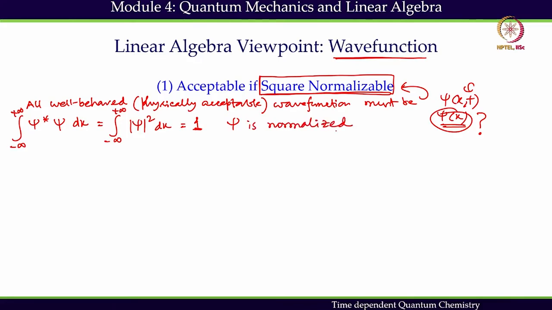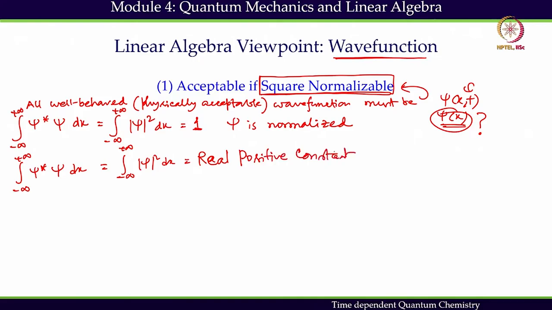But always psi may not be normalized. We have to make it normalized, and if it is not normalized, it is still acceptable in quantum mechanics, as long as this integral from minus infinity to plus infinity becomes a real positive constant and must be less than infinity.